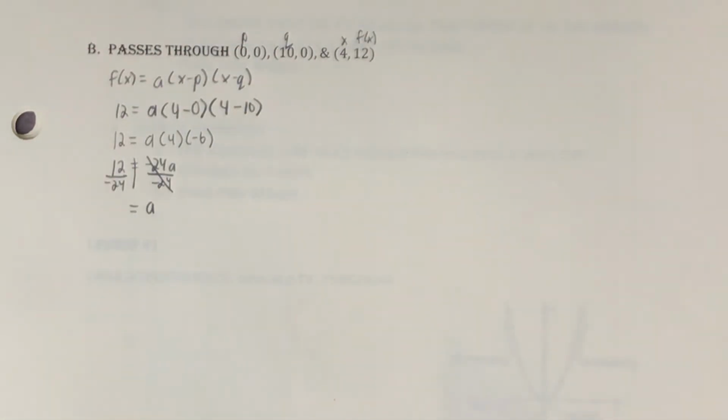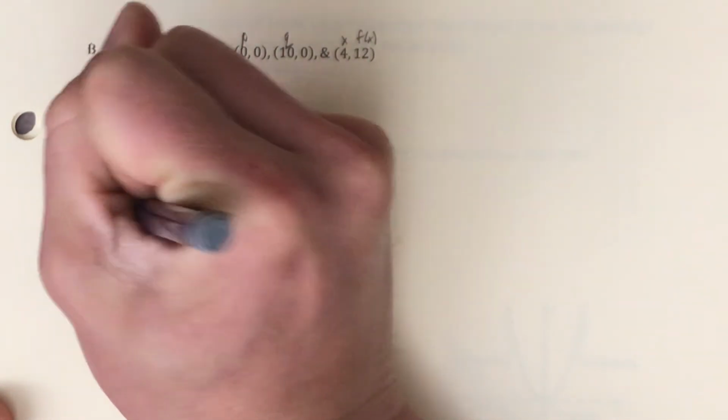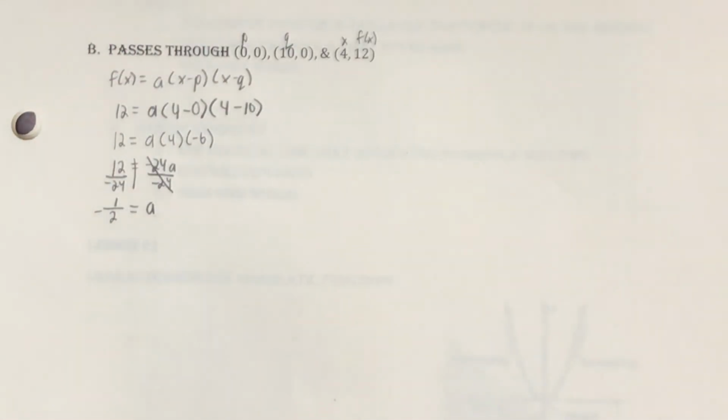Now 12 divided by negative 24, you may have noticed that that top number is smaller than the bottom number, so that means we should end up with a fraction. I noticed that 12 and 24 have a common factor of 12, so if I divide each by 12, 12 divided by 12 is 1, and negative 24 divided by 12 is negative 2. So I ended up with negative 1/2 for a.